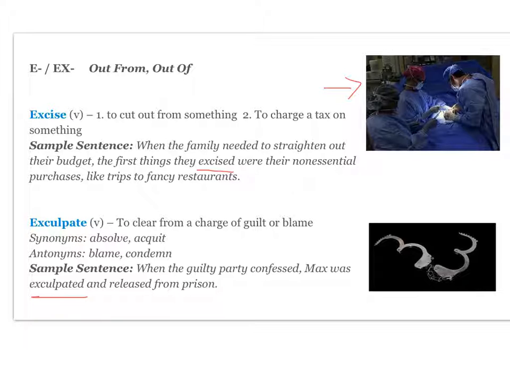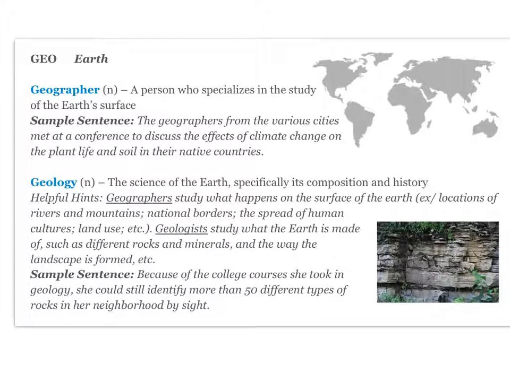So if Max was in prison for a crime, and someone else confessed, he was exculpated. Or you could have evidence that exculpates someone, right, that proves that they're innocent. So these handcuffs are empty because hopefully someone in them has been exculpated, they've been proven innocent and let go.